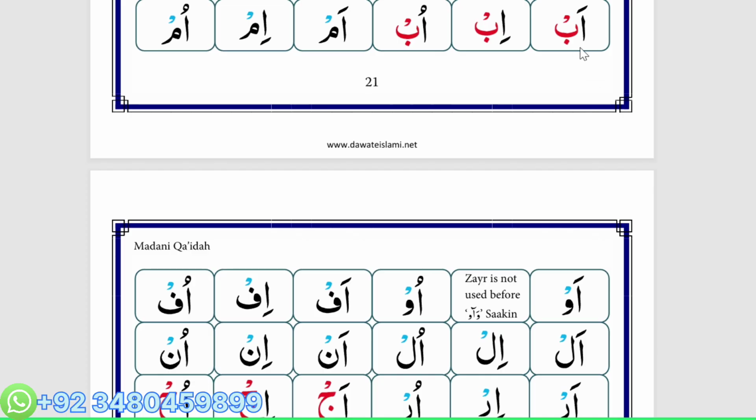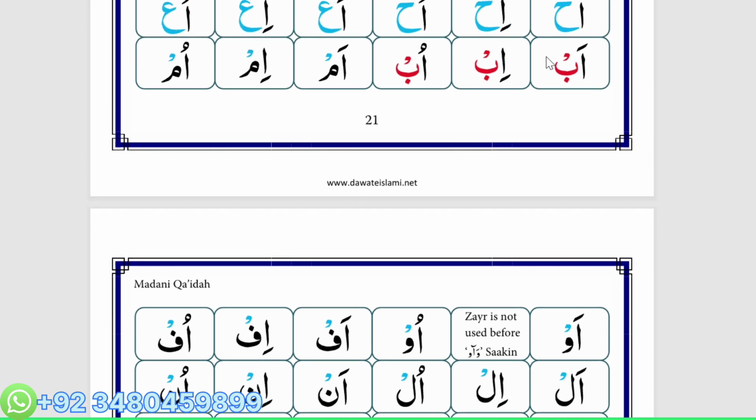Next letter is Hamza Ba zabar ab. Ba is also from Qalqala letters, so we need an echo at the end of the pronunciation of this letter. Similarly, Hamza Ba zer ib, Hamza Ba pesh ub: ab, ib, ub. Hamza Mim zabar am, Hamza Mim zer im, Hamza Mim pesh um: am, im, um.